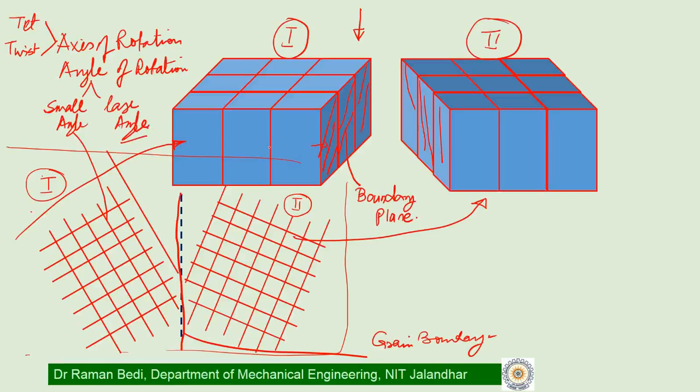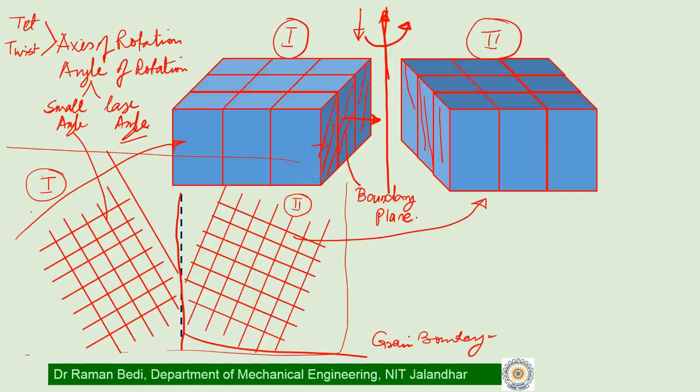So when I look at this description here, we say this is the boundary plane. The normal to the boundary plane happens to be in this direction. And grain number 2 is rotated with respect to grain number 1. Around which axis? Where is the axis of rotation? So here the axis of rotation happens to be this one. This is the axis of rotation, around which grain number 2 or grain number 1, whichever you take, has been rotated.